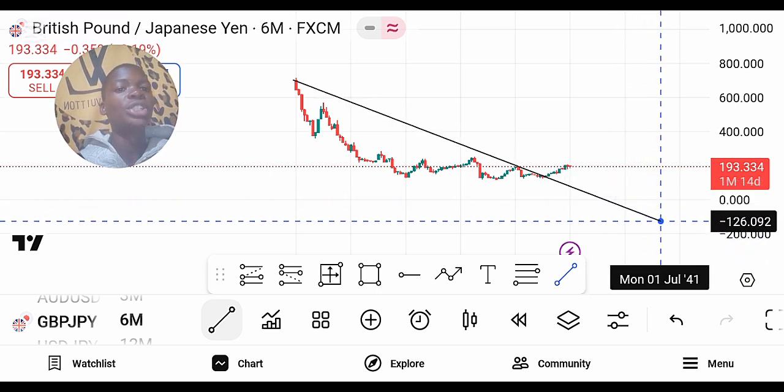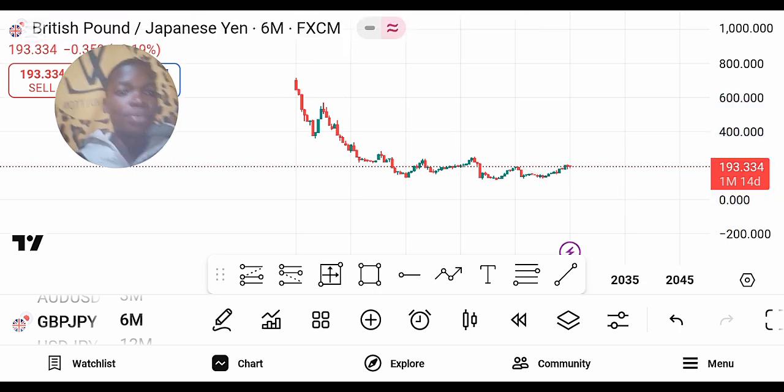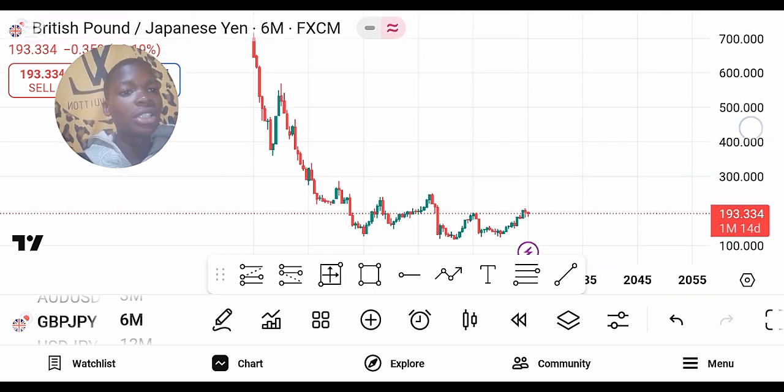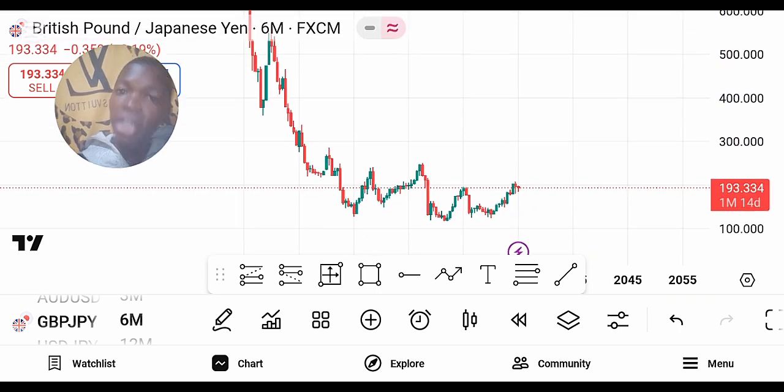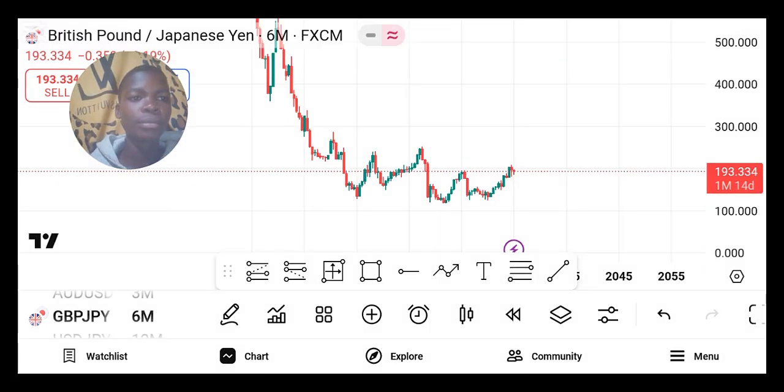GBP/JPY has been in a very long trend, but the medium trend, guys, is bullish. The medium trend is bullish. The entire trend is bearish. So guys, don't forget, we join.